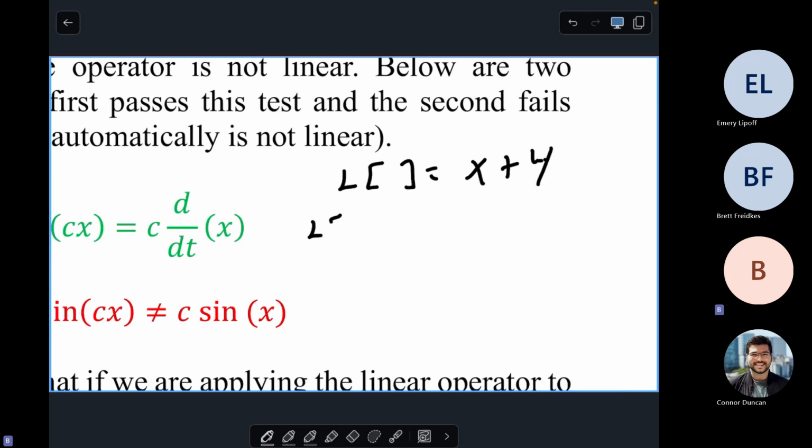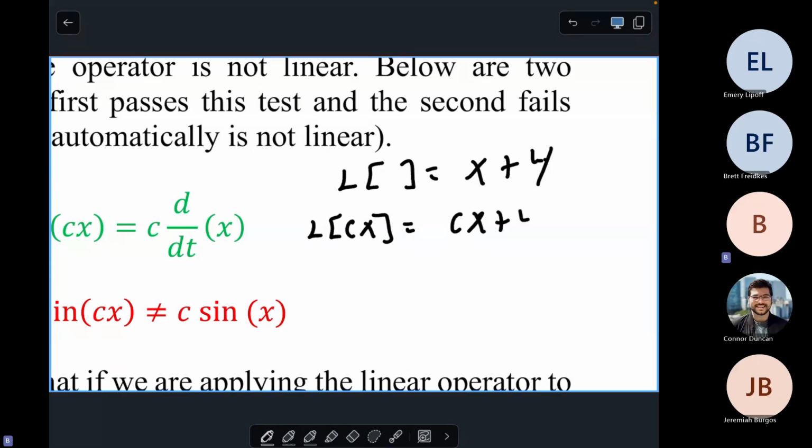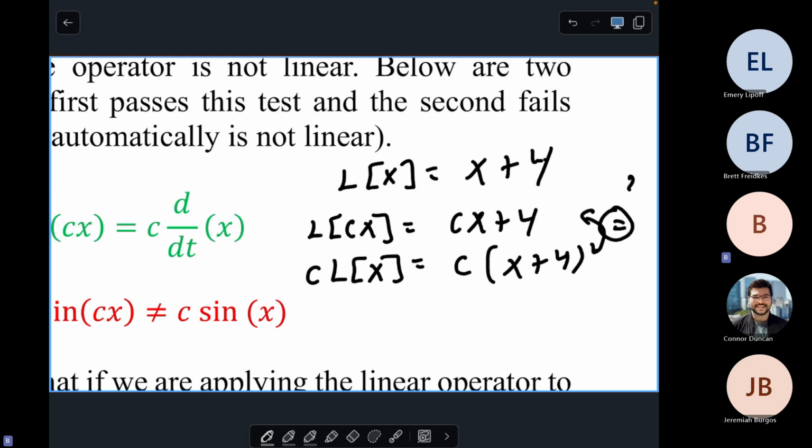So if I do the L of Cx, that would mean I plug Cx into this operator. That would be Cx plus 4. Do we buy that? The question is, is that equivalent to pulling the constant out? So if I do C, the linear operator on x, that would be C times x plus 4. Are those two things equal? No, they're not, which is why this is not a linear operator. I know that seems kind of weird because it's a line. But in regards to this concept of linearity, if you include this extra term, it ends up causing it no longer to be linear.